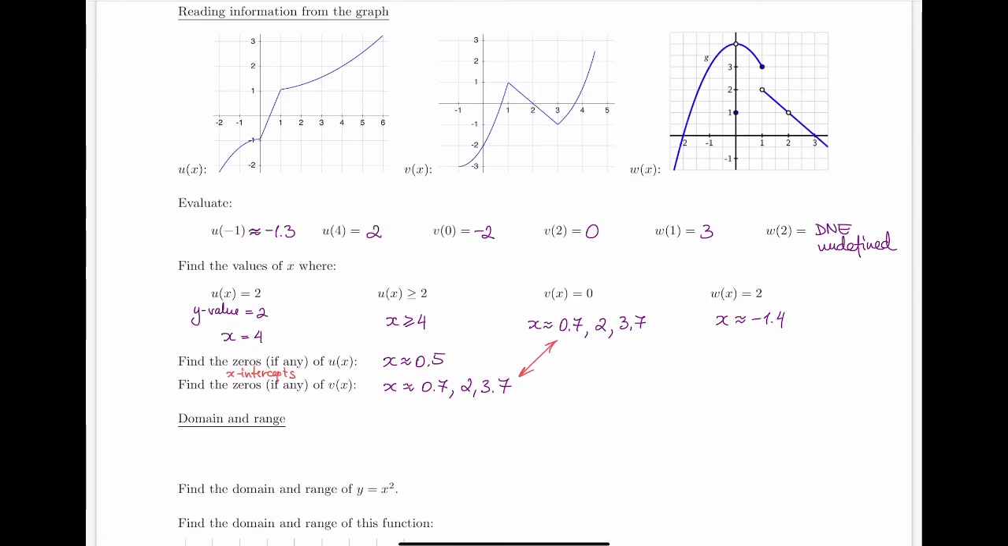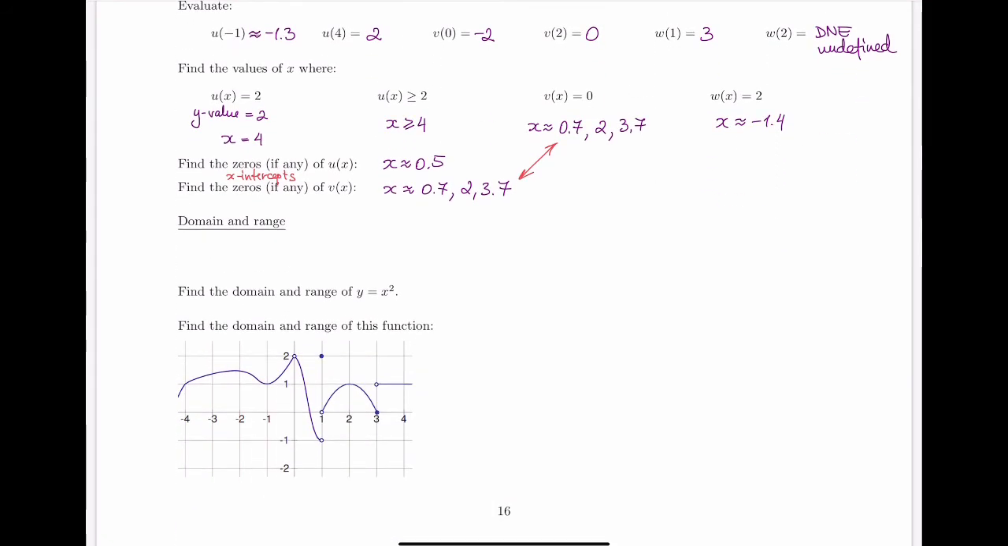The other really important concept in functions, and particularly their graphs, are the concepts of domain and range. The domain of the function are all the allowed x values, and the range of the function are all the allowed y values, or all the corresponding y values.